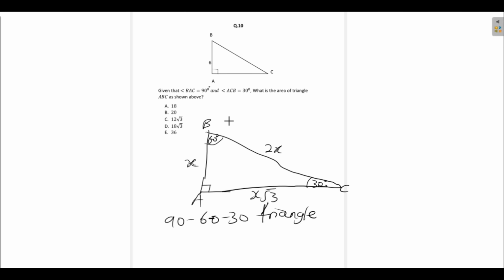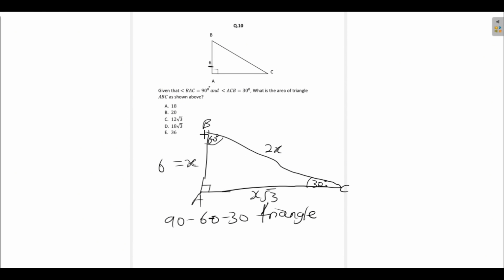Now when you look at the question, you can see that the length of AB is actually 6. This side is 6. From the question, we have it here. You can see 6 here. So it tells us that from A to B is 6, and A to B is what we have labeled as x, which simply means that our x is actually equal to 6. So x is equal to 6.